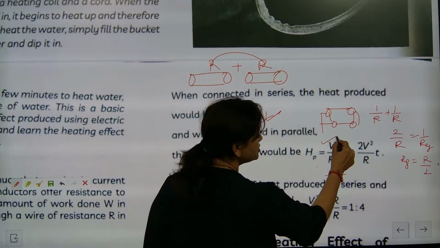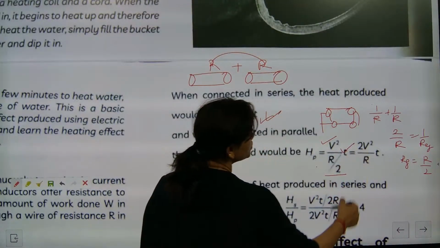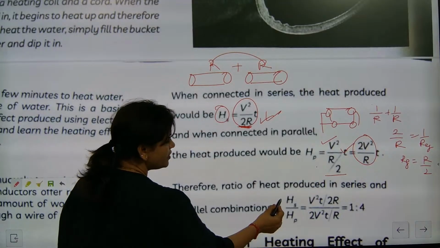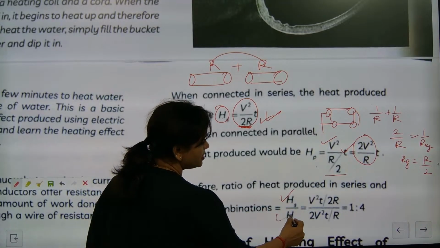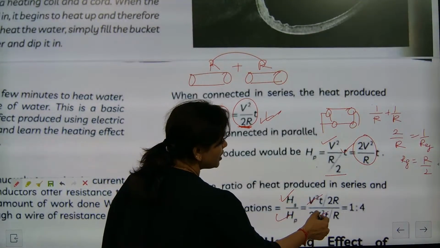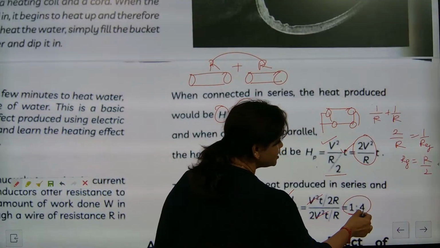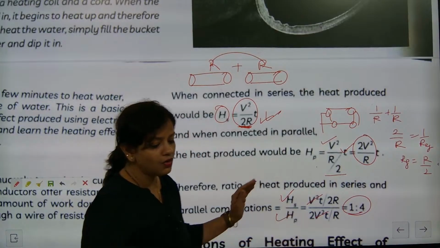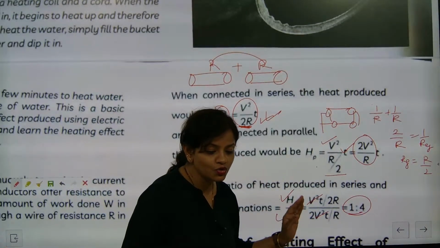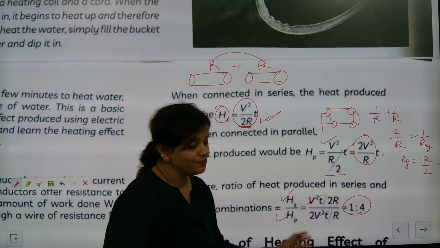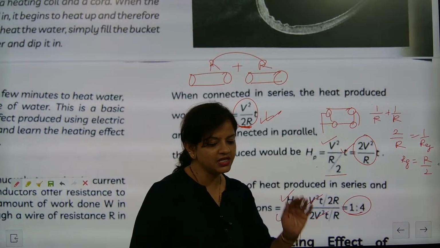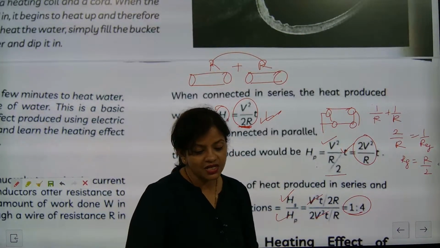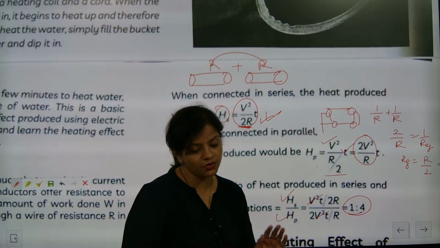The potential difference V is constant, and the time is also constant. So now we equate these two equations. When we divide the heat in series by the heat in parallel, this part gets cancelled, and the overall answer comes as 1:4. I hope you now understand how we can solve heat questions. In the examination, when such questions come, you might say they have given an out-of-syllabus question, but actually it is coming from the concept of heat only.